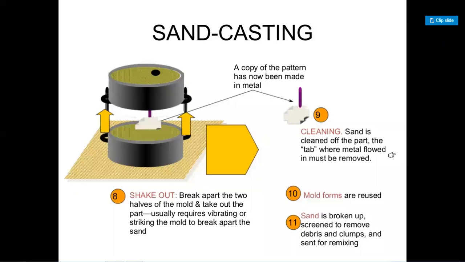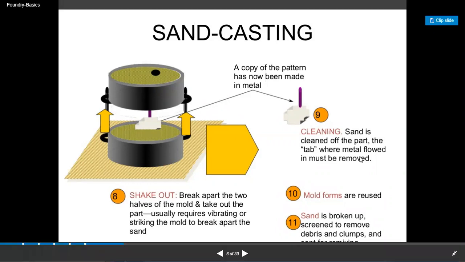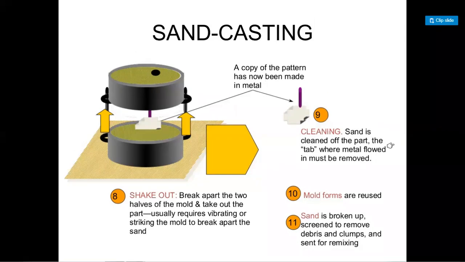Okay. So the 11th step is that sand is broken up and screened to remove debris and clumps and sent for remixing. So the sand is also remixed. Sand is also a reused material. Okay, so this is the overall sand casting process, how to make a pattern and what the casting process in a foundry is. These are the different steps involved in producing a final output in the foundry.